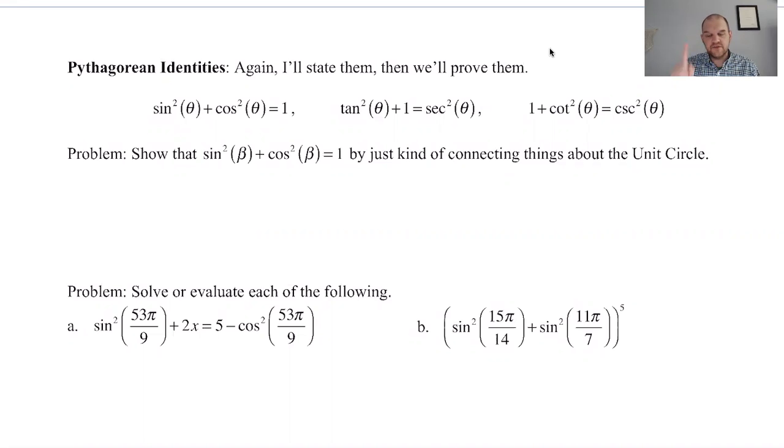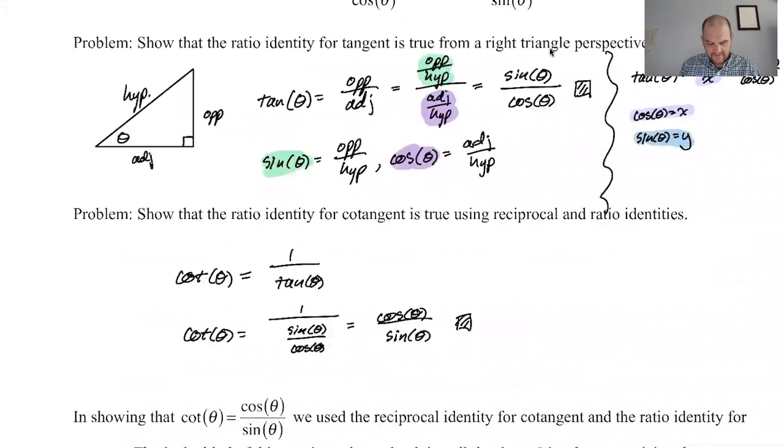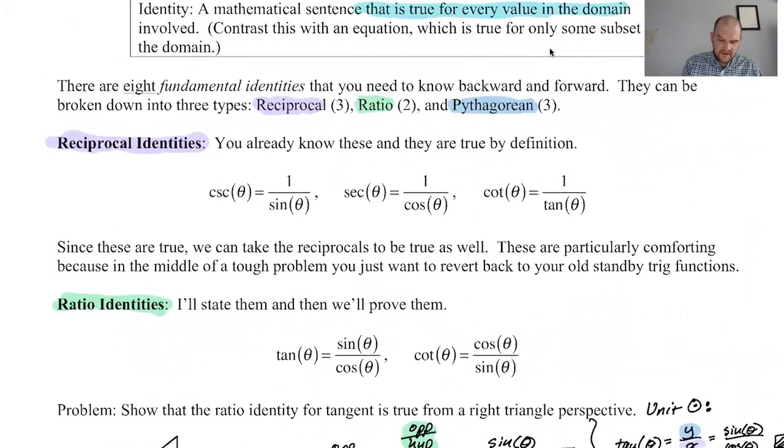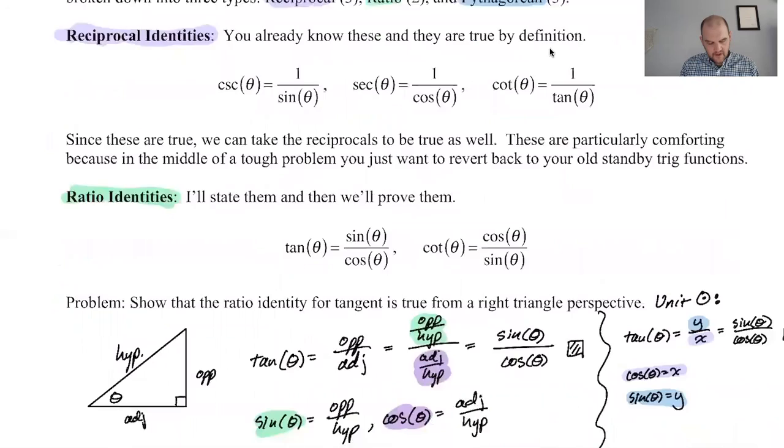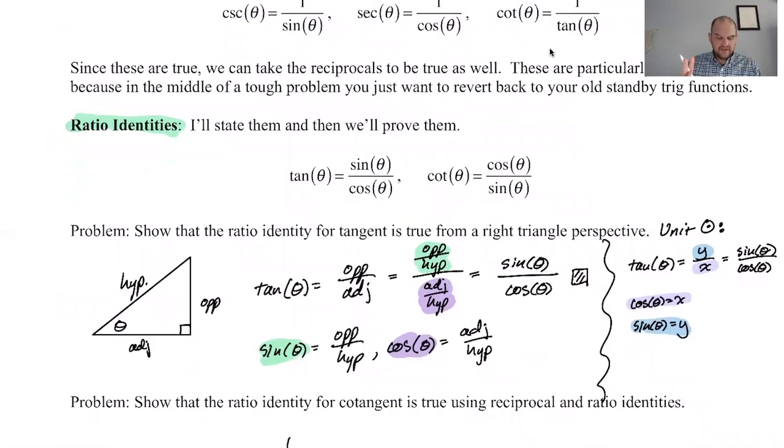There's the reciprocal identities, of which there are 3, and they are by definition. So cosecant is going to be 1 over sine, or sine is 1 over cosecant. It doesn't really matter. Secant is 1 over cosine, or cosine is 1 over secant. And cotangent is 1 over tangent, or tangent is 1 over cotangent. Depends on how you're using them, right? But 3 reciprocal identities. We also get 2 ratio identities.